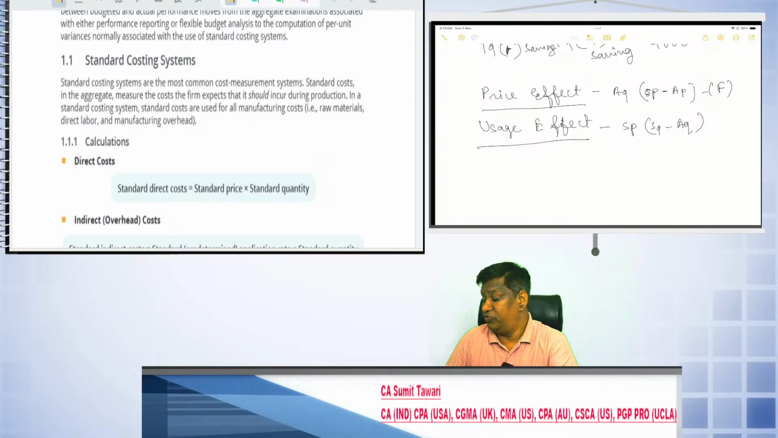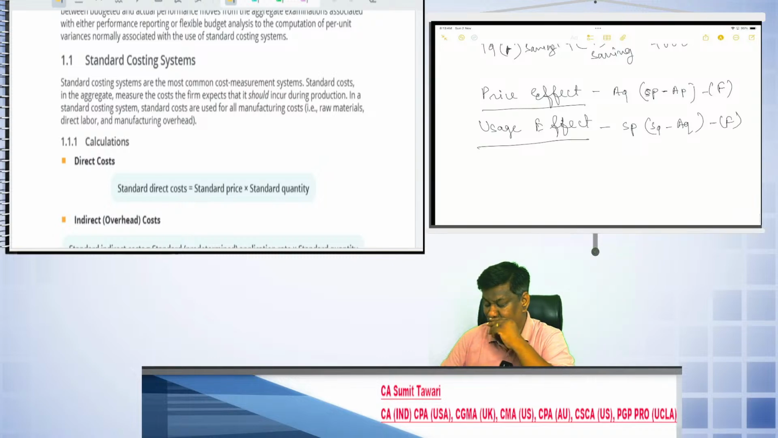Now if I am supposed to use the standard quantity of 2 units, but I am actually using 1.9 units, is this favorable or unfavorable? Favorable. Again, yes, correct. So this is also favorable.